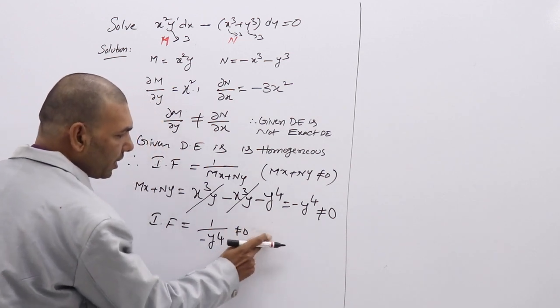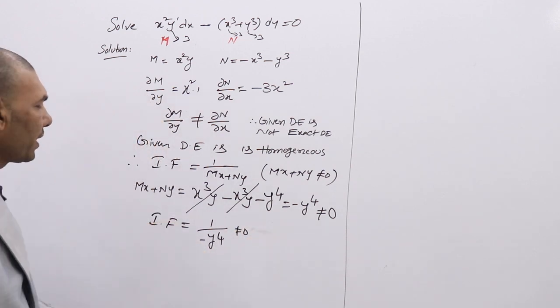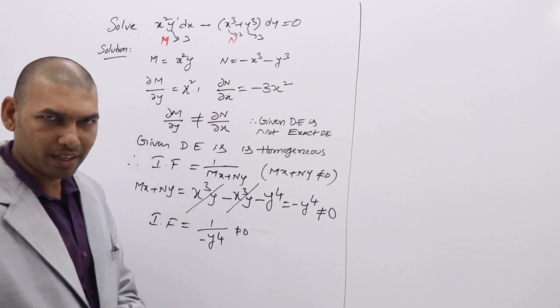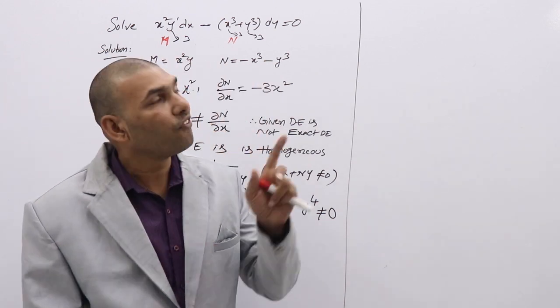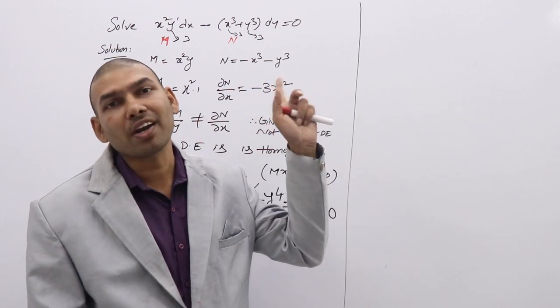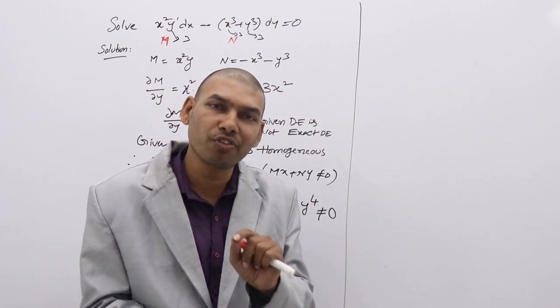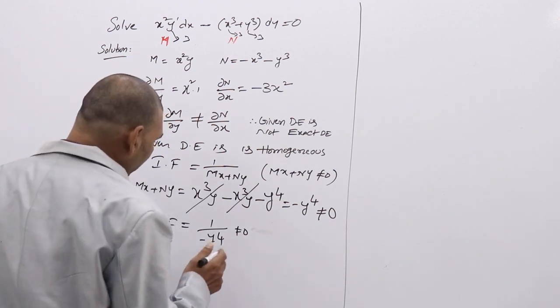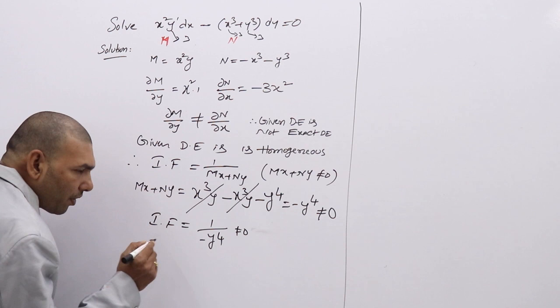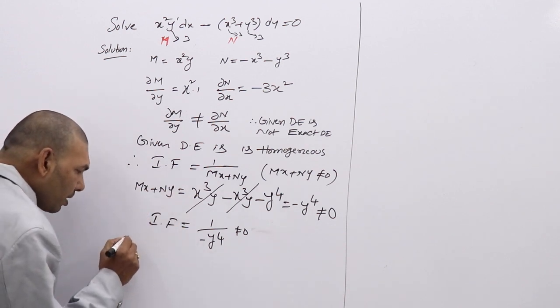I have written it here itself. This is the integrating factor. Integrating factor means a suitable function which makes the given non-exact DE exact if you multiply. So for that what we are going to do is multiply the given non-exact DE with this.